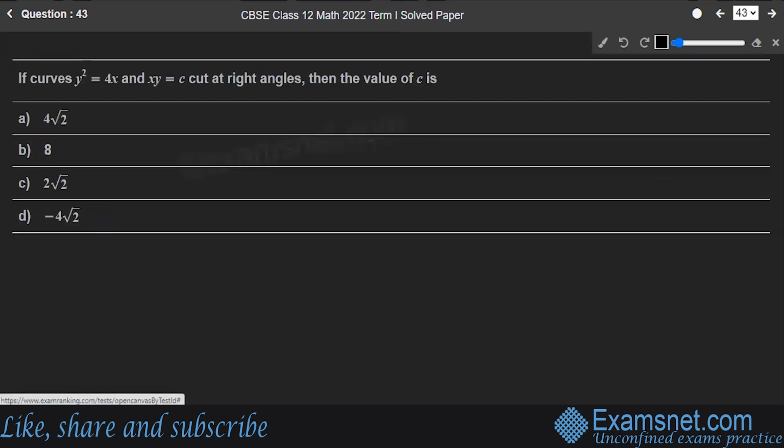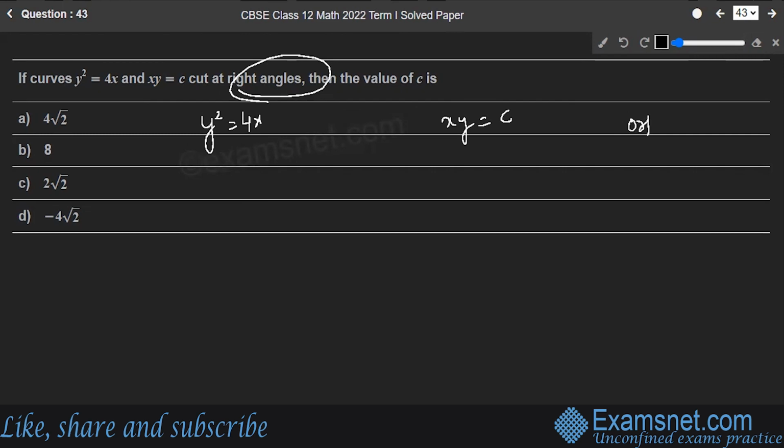Next is question number 43. If the curves y squared is equal to 4x and xy is equal to c cut at right angles, then what is the value of c? They are given the two curves y squared is equal to 4x and xy is equal to c. They are at right angles, so they are orthogonal to each other.